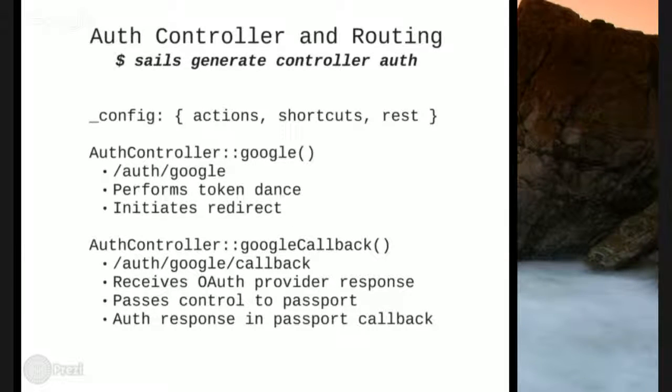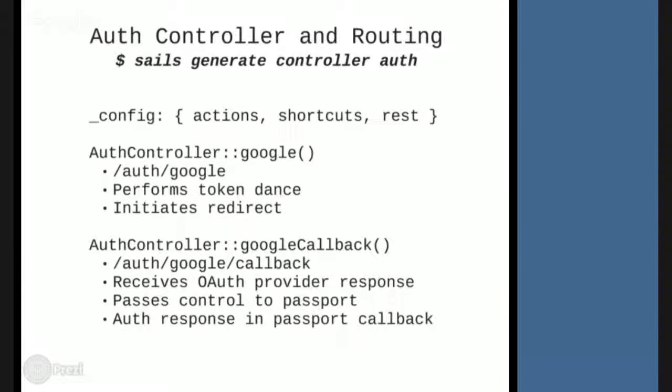The auth controller and routing is the heart of our authentication layer. The auth controller, as I mentioned under core config, we're going to disable. We're going to set actions, shortcuts, and rest routing to false for the auth controller. That will disable the automatic routing, all the other stuff I talked about. We don't want any of it. We use just Google and Google callback. Those are our two methods. We'll route them ourselves. We define routes to auth/google and auth/google/callback.